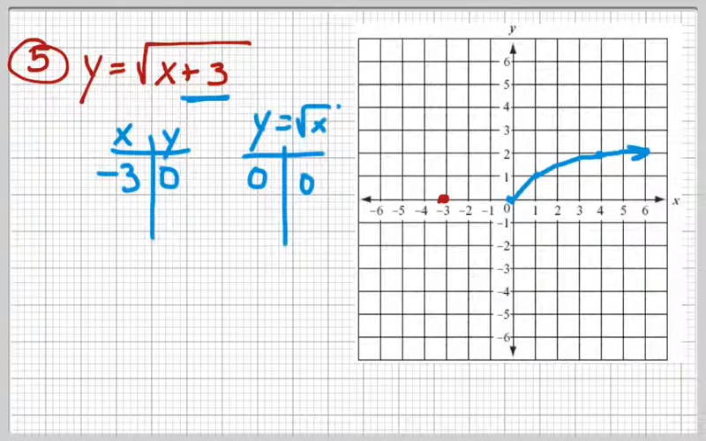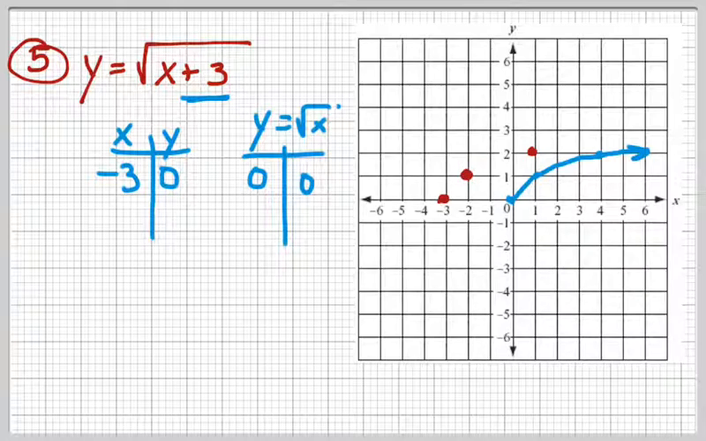When I plug in a 1, I get the square root of 4, which is 2. So negative 3 gave me 0, 1 gave me 2. Sorry, I've gotten this backwards. Yeah, okay, 1 gave me 2 right here. It still looks like it's a little bit off. That's alright. And negative 2 will give me 1. I should have counted from there. I got mixed up where I was counting from.